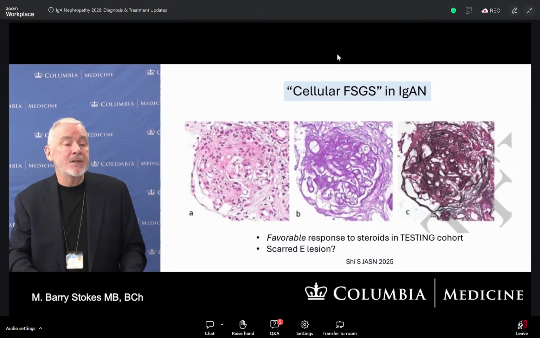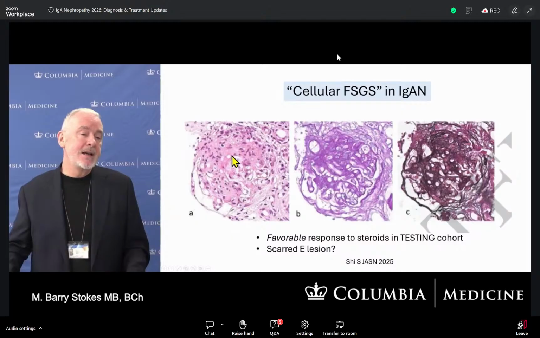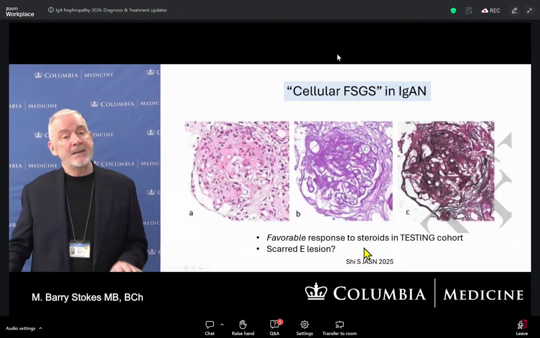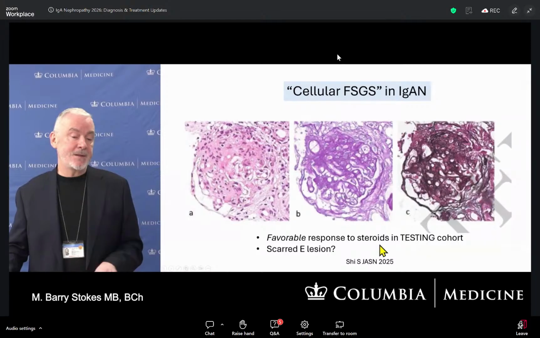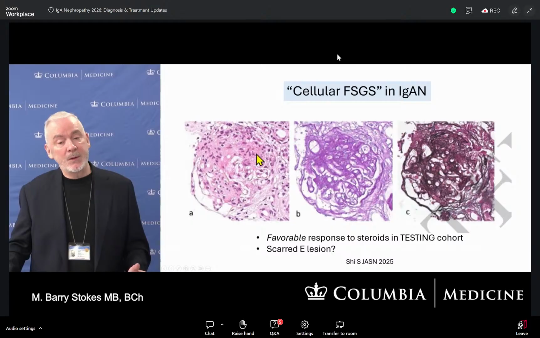A recent study just last year described this type of FSGS. They called it a cellular FSGS. Basically, it has inflammatory cells or endothelial cells in the segmental lesion. And it was shown in the testing cohort that the presence of these cellular type FSGS lesions showed a better response to steroids, as opposed to FSGS lesions that did not have cellular features. I think the obvious theory or the interpretation when you look at this is that this is probably an old E lesion that's scarring. So again, complicates it.